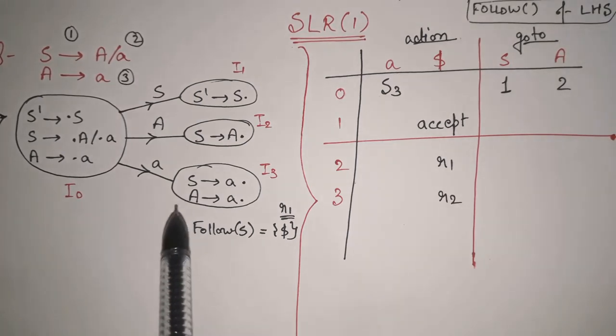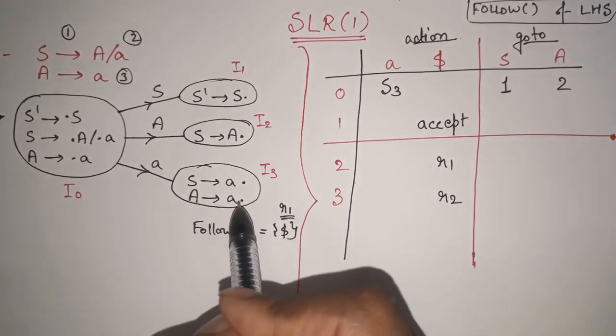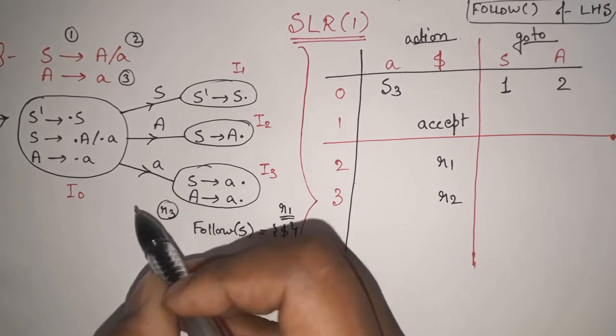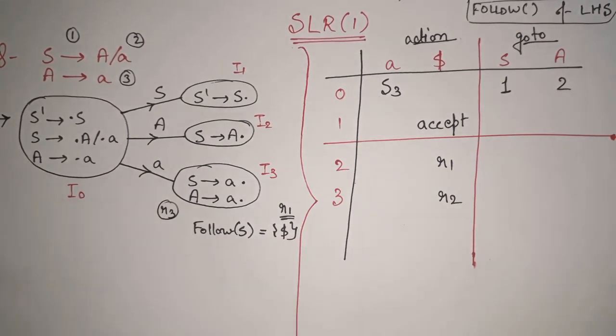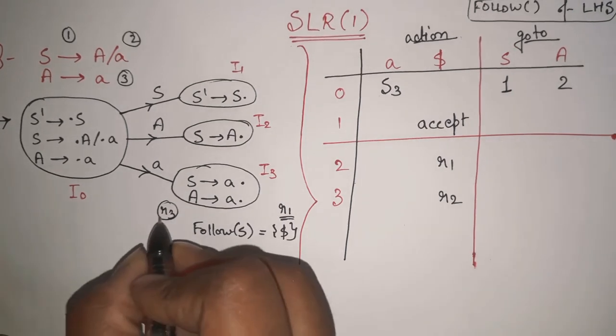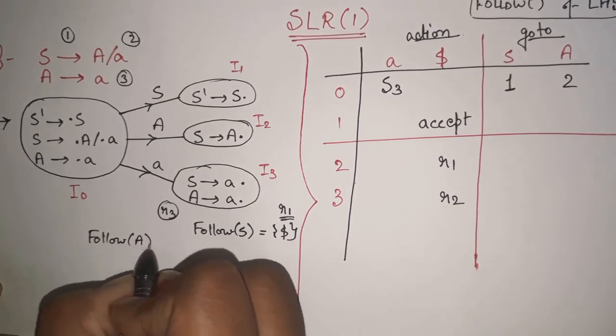Fine. Then we are having A gives A dot. This will be my third production. Again, this is dot in the end. So this is R3 reduction. I have to write R3. But where I have to write R3? In the follow of LHS. Means I have to write R3 in the follow of A. Fine.